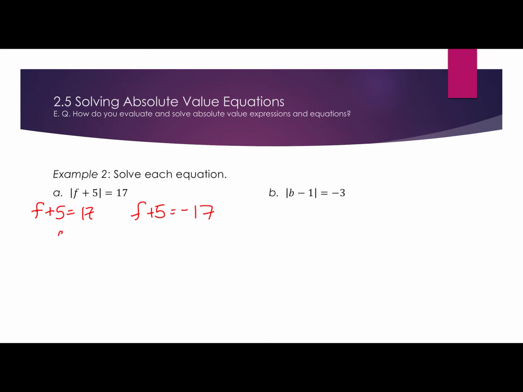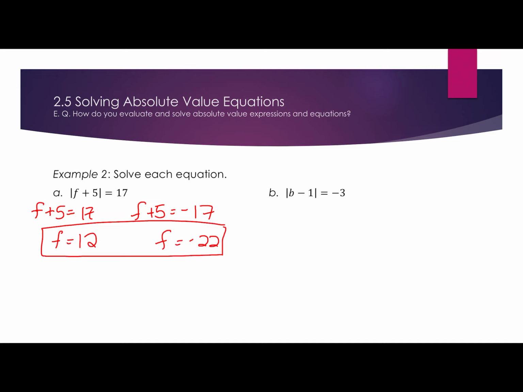So we have to subtract 5 from both sides in the first case. So 17 minus 5 is 12. So f equals 12 is one of our solutions. And then the second case, we have to subtract 5 again, but negative 17 minus 5 is negative 22. So there we have two solutions that could both work.